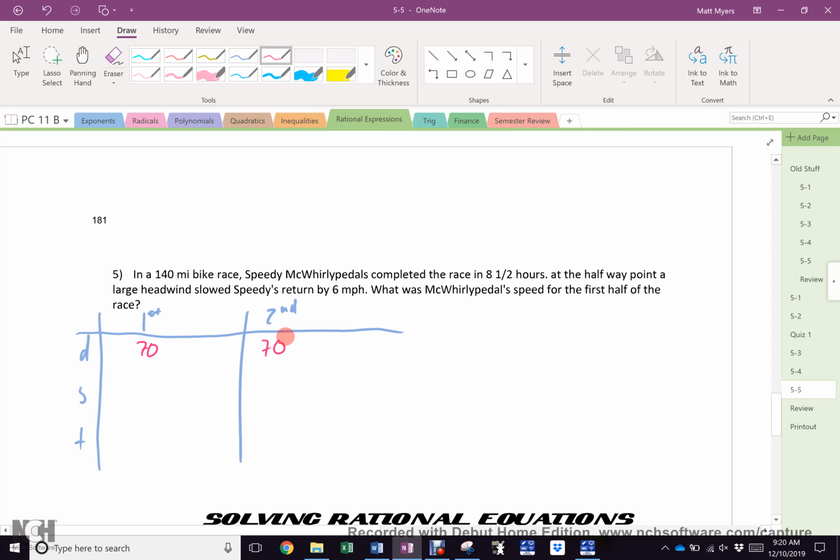How fast is McWhirly Pedals pedaling his bicycle? That's after the halfway point. It slows him down by 6 miles per hour. So it would be something minus. So the first half, he is cycling at some speed. What happens halfway through the race? He loses 6 miles an hour of speed.